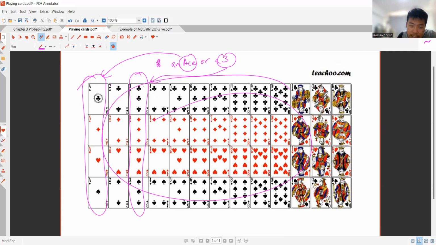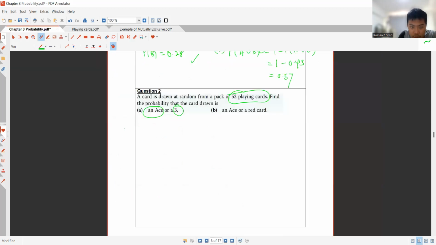And you have 4 threes card. So what does it mean? Meaning that the probability of getting an ace is actually 4 out of 52. This is what you will get. Why? Because there are 4 cards with ace, and then same to the probability of getting a 3. You also get 4 over 52 because there are 4 cards with the digit 3 there.